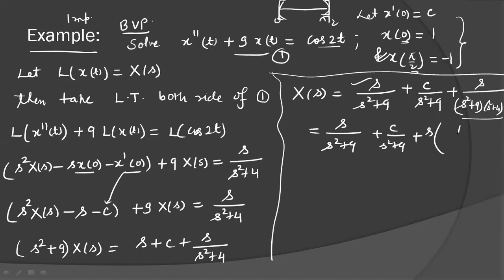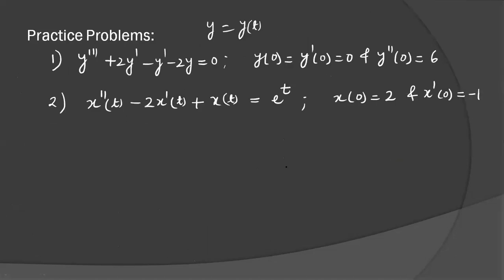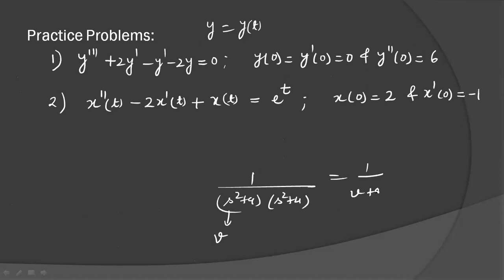and break the partial fraction of 1 over (s square plus 9)(s square plus 4). And how to break this partial fraction? For breaking this partial fraction, I am going to solve it here. Suppose you want to break the partial fraction of (s square plus 9)(s square plus 4). Suppose s square equals some new variable v. Then it will look like (v plus 9)(v plus 4). We will break the partial fraction.